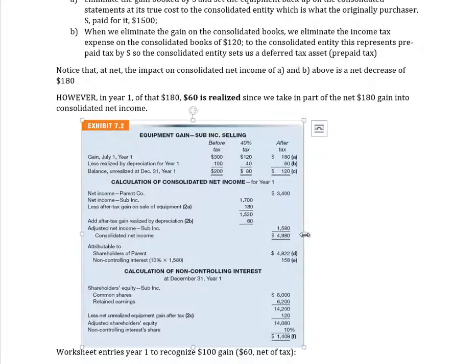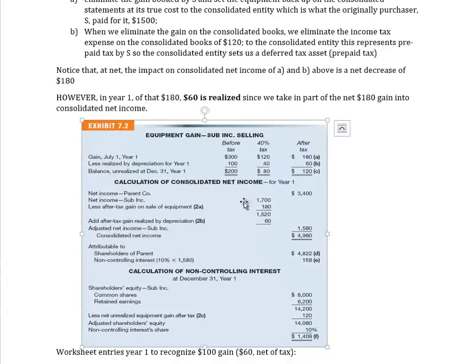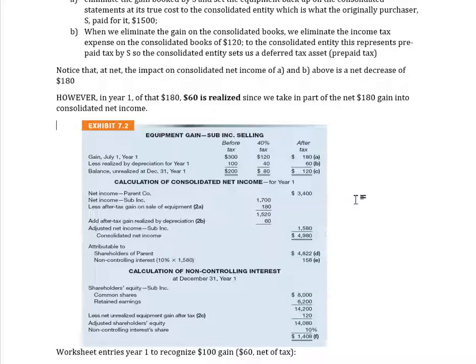So I don't know if you can see this clearly or not, but we've removed the $180 gain after tax from the net income after tax of the sub. Now, you'll notice down here, it's kind of like we're removing the whole thing, and of that 180 we removed, how much of it can we recognize? So they deduct the whole gain after tax, and they only add back the after-tax portion that they can recognize this year. Granted, it's a little convoluted, but it's technically correct.